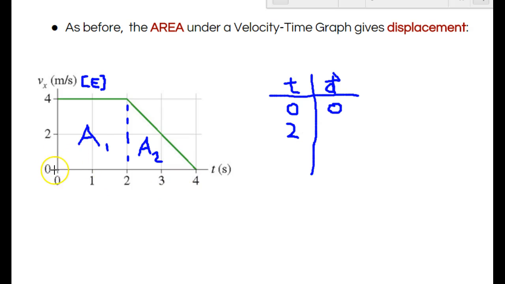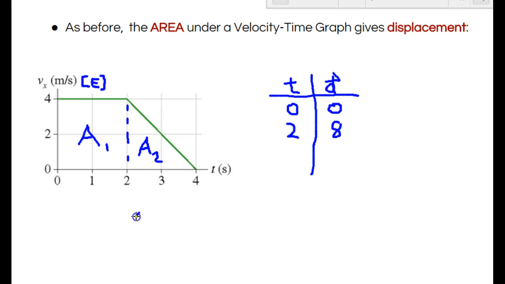For area, in this case, the formula that I would use is length times width. So I've got 2 seconds times 4 meters per second, which gives me a total of 8 meters. So during that first 2 seconds, I've moved a total of 8 meters. So area 1 is 8 meters. Now let's look at area 2.